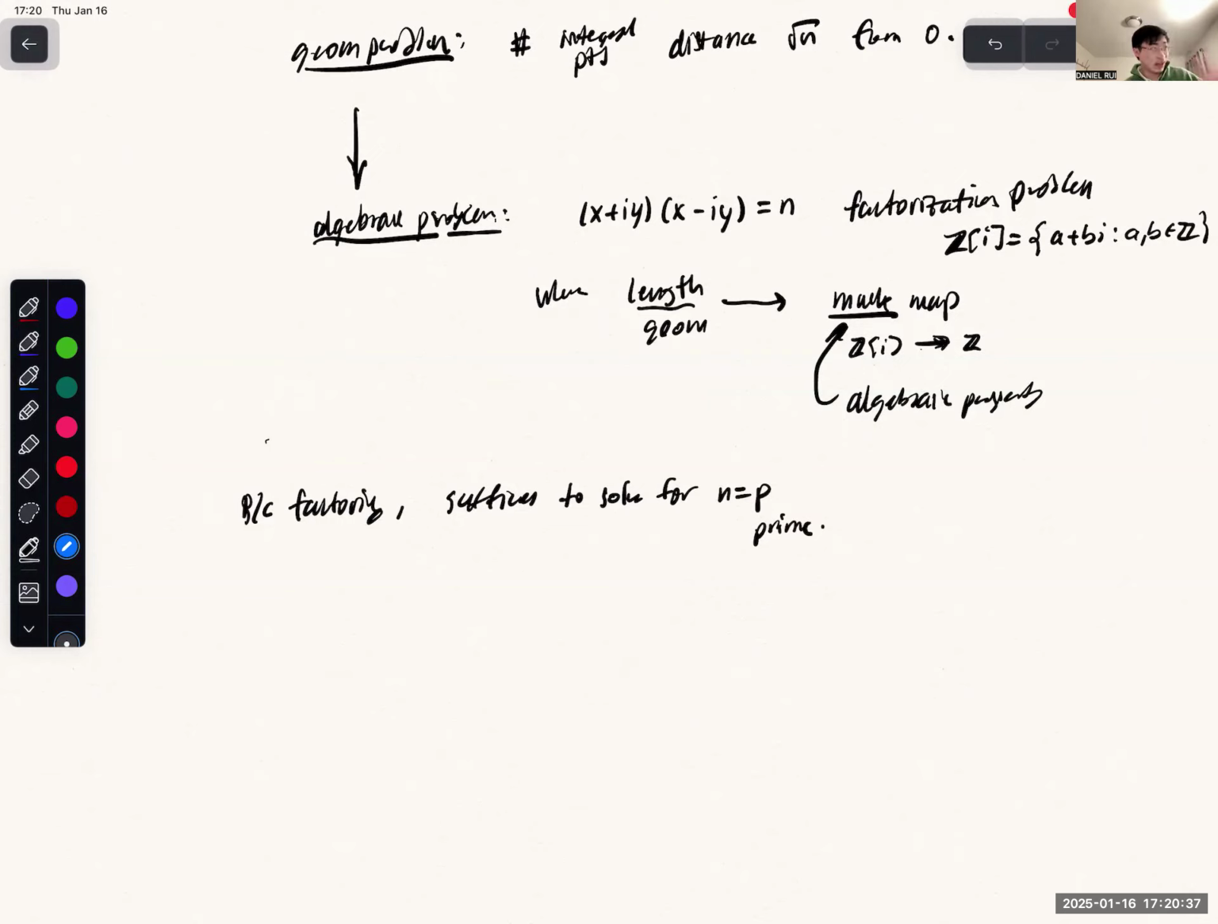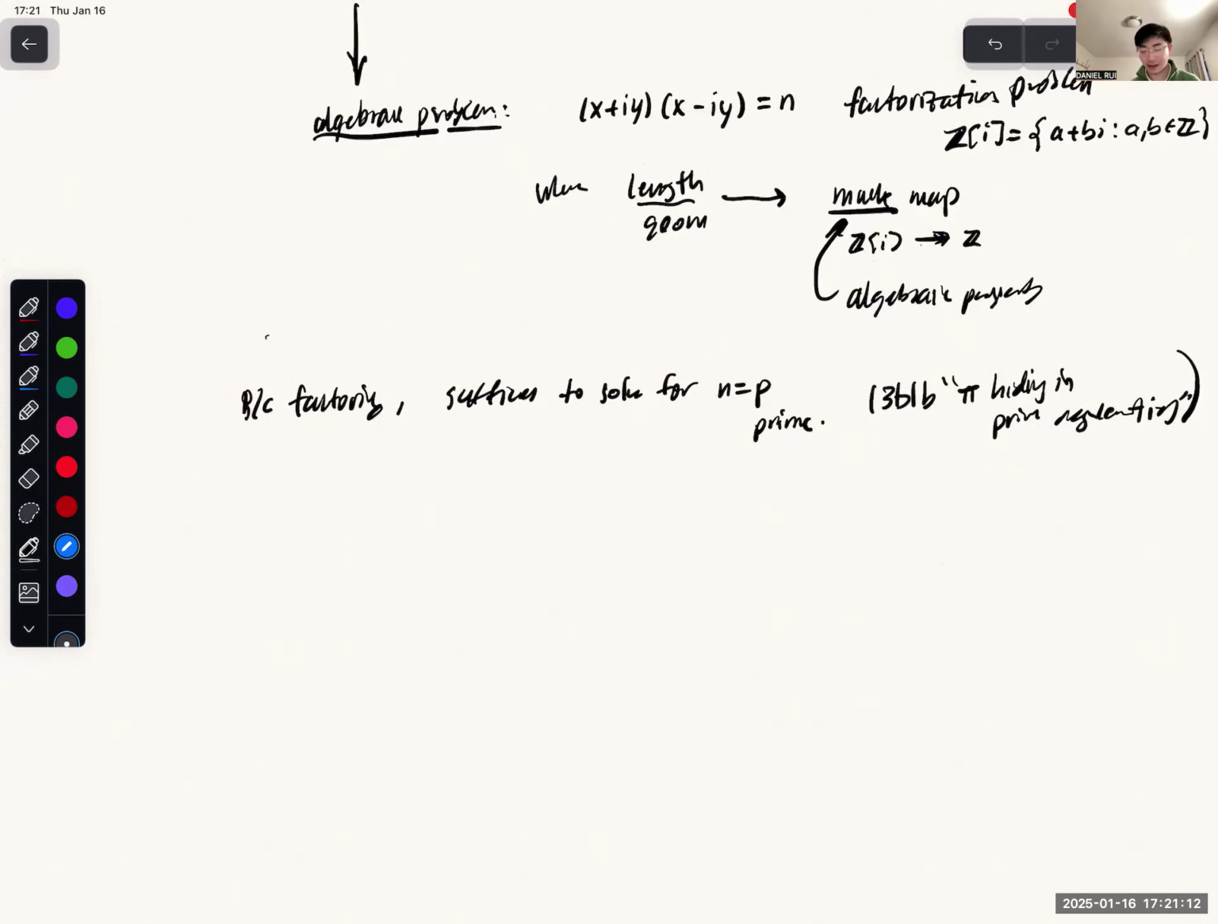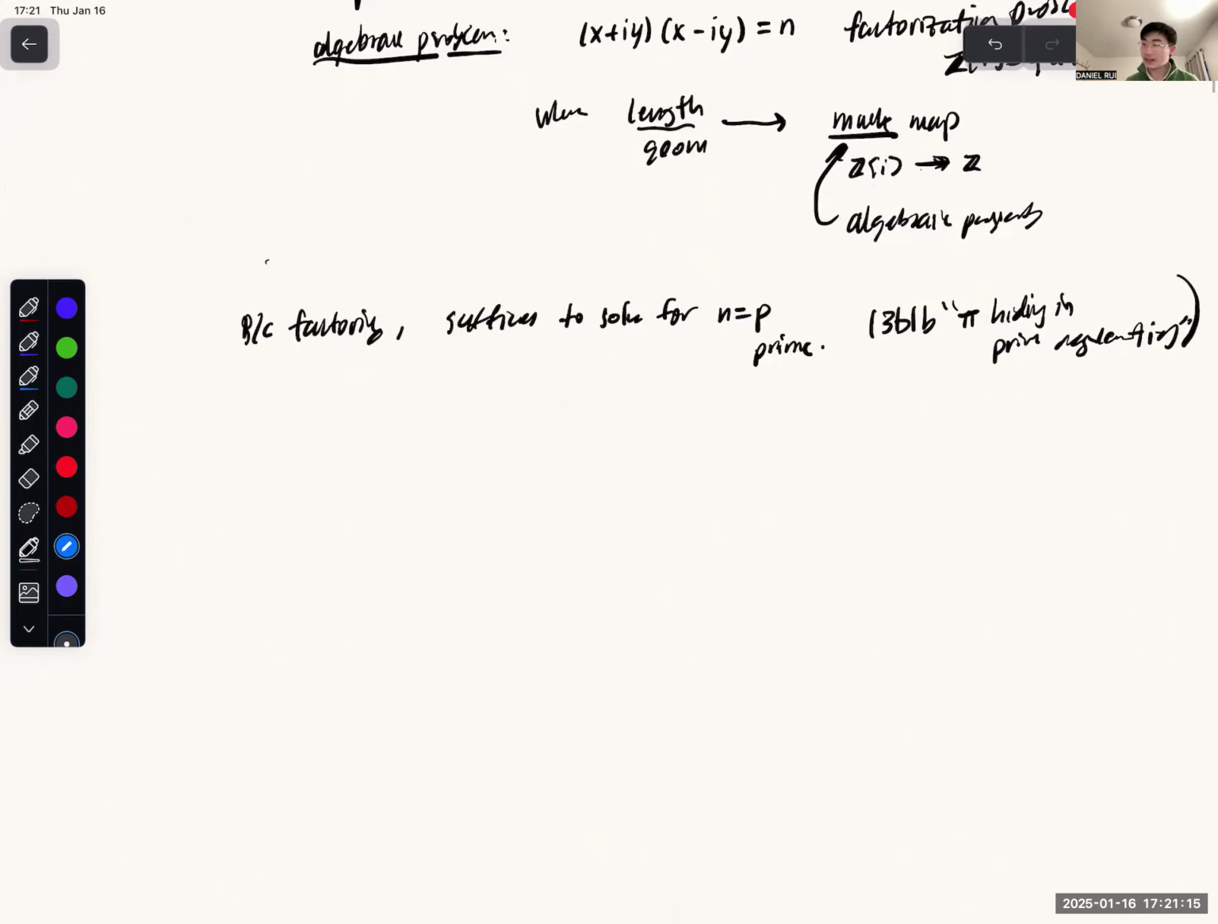This is not to say that going from a prime to a general integer n is not interesting. In fact, it's very beautiful. I recommend watching the 3Blue1Brown video, "Pi hiding in prime regularities," for discussion of this. It's one of the most beautiful videos he has. And once one starts down this road, then one heads towards a lot of algebraic and analytic number theory too. So Dirichlet's class number formula, and so on. But that is beyond the scope of what I want to talk about. It is very beautiful, so I recommend you check it out. But today I will be just talking about solving it for primes.